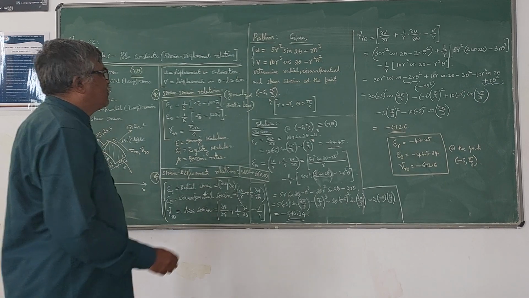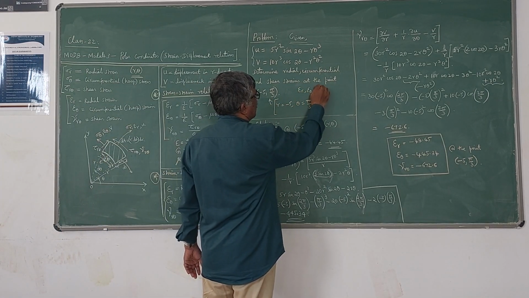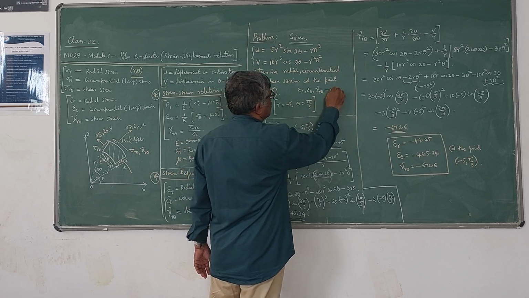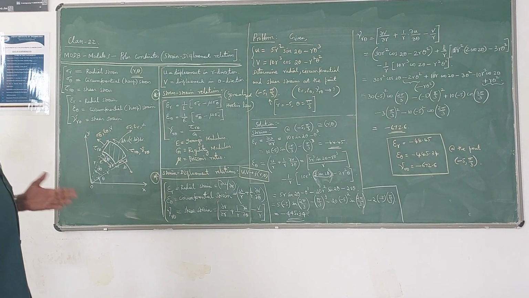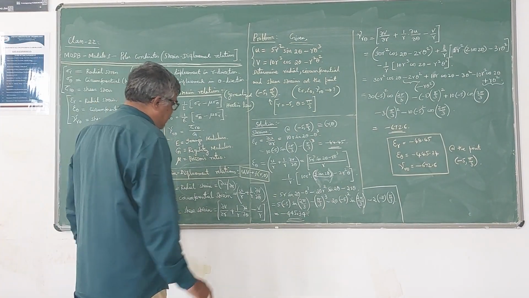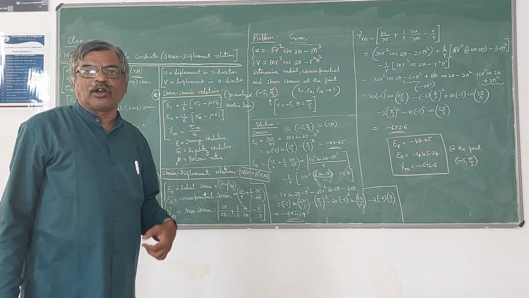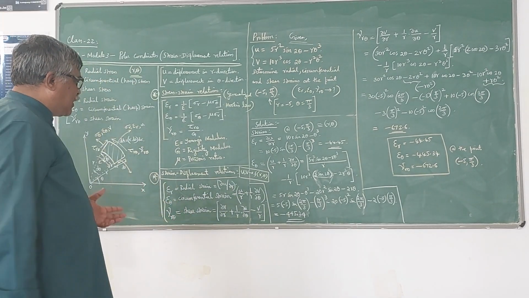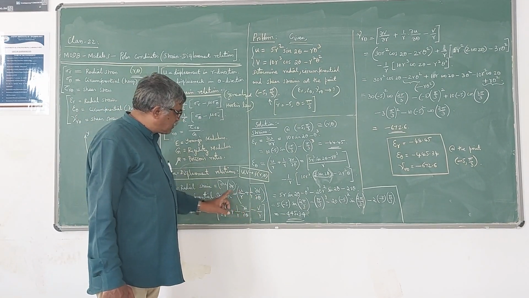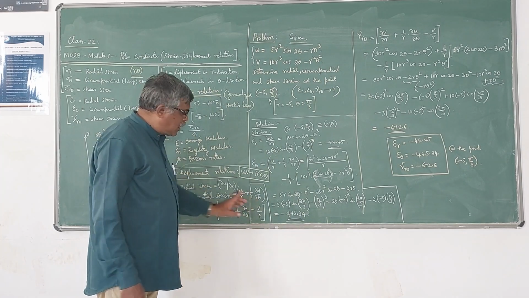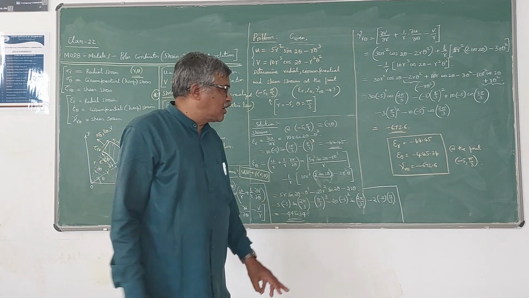So strains means we have to find out epsilon r, epsilon theta and gamma r theta. These three things we have to find out. Now let us go to the solution. We have to use these formulae or expressions to find the strains. Since u and v are known as functions of r and theta, the only thing is we have to differentiate them partially with respect to r and with respect to theta and substitute in these expressions to get the strain components.